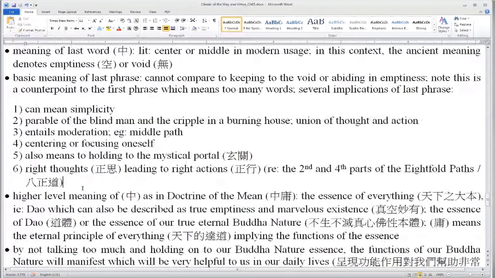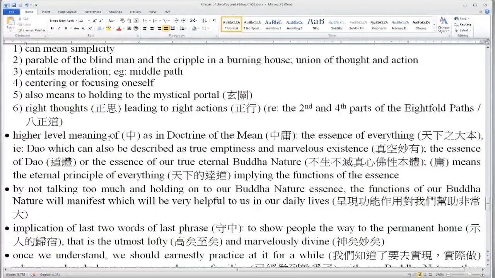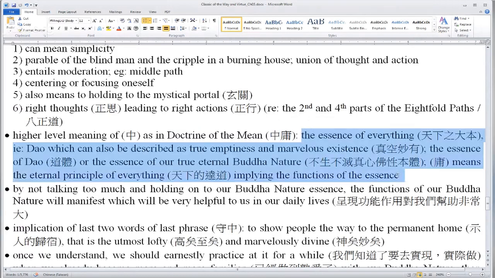But there's the higher level. The higher level of Zhong, as in the Doctrine of the Mean. Remember? I'll talk about the Doctrine of the Mean later, when we talk about the five constants, or not the five constants, but in accordance with our Buddha nature. So the meaning of this Zhong could be the same as this meaning in the Doctrine of the Mean. So basically, the essence of everything, 天下之大本. I said 大本, I mean the great.